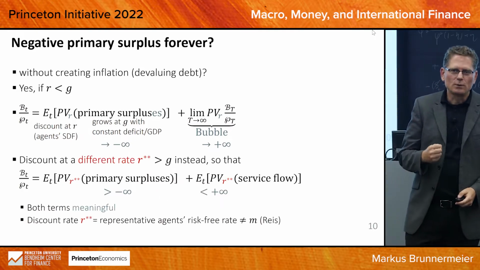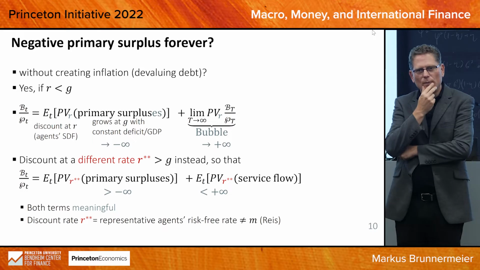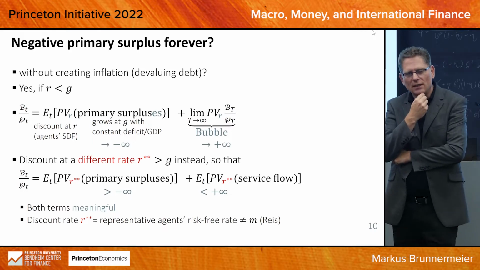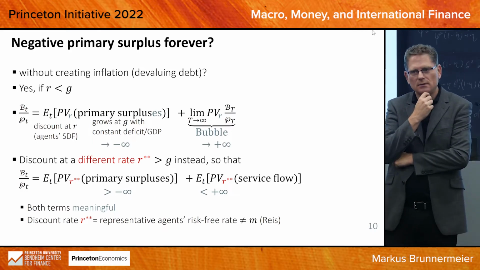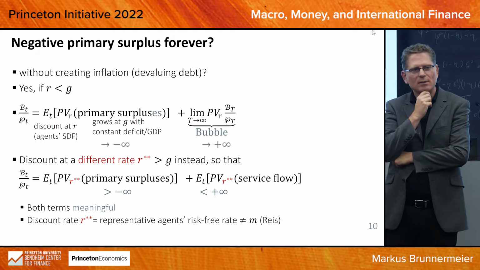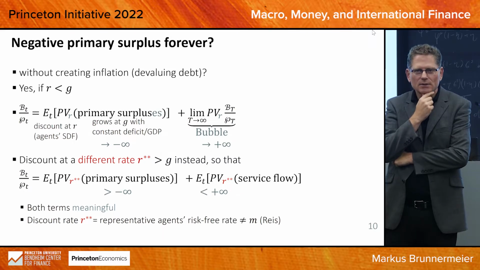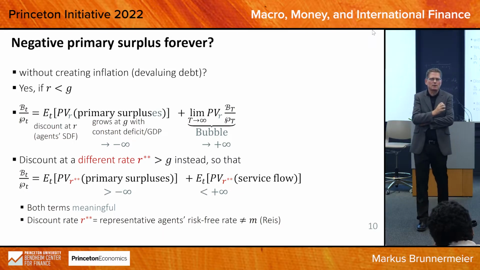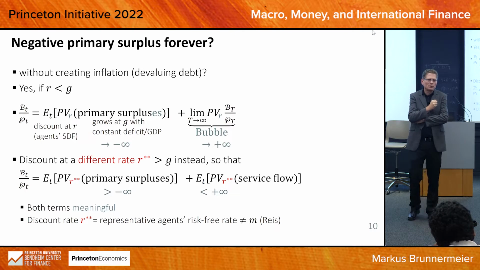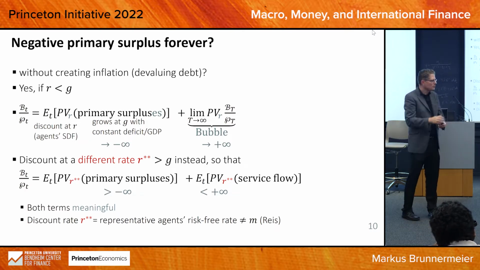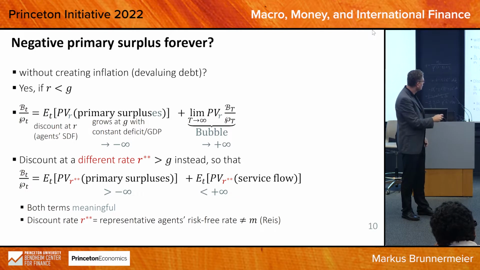So what we could do, and what we will do, is say we have to discount not at the real risk-free rate, but at some other rate, and we call it R double star. I want to find an R double star which is economically meaningful and also gives me a meaningful interpretation of this bubble term.